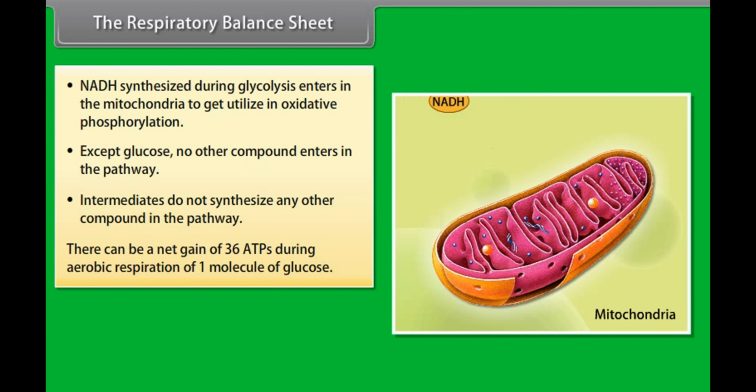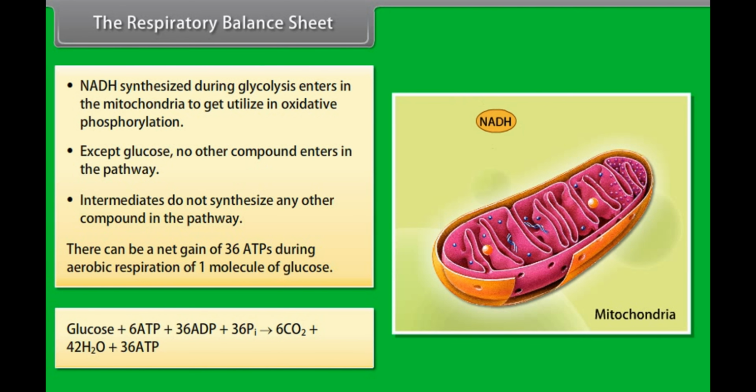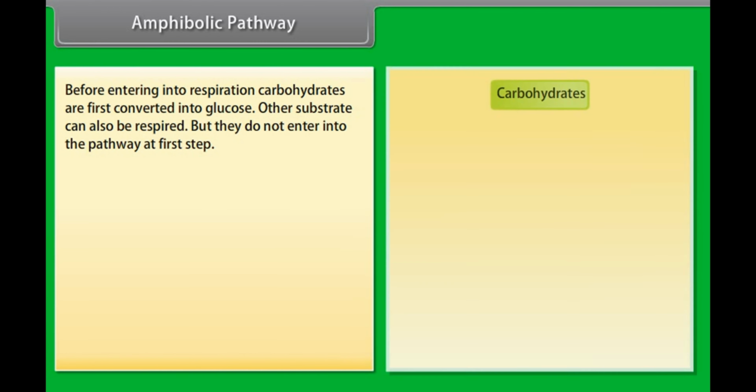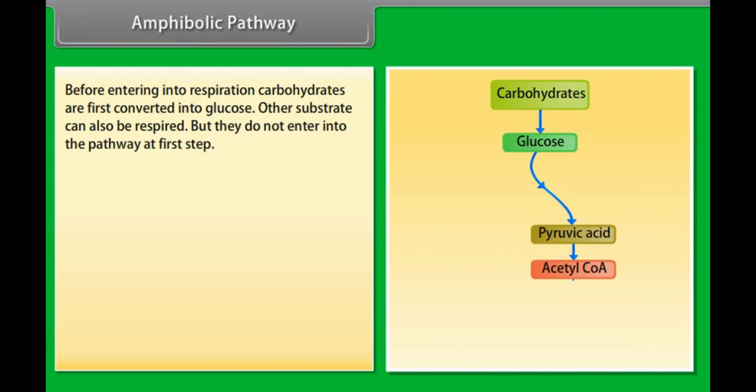There can be a net gain of 36 ATPs during aerobic respiration of one molecule of glucose. Glucose + 6 O2 + 36 ADP + 36 Pi gives 6 CO2 + 42 H2O + 36 ATP. Amphibolic pathway. Generally, carbohydrates are used as substrates for respiration. Before entering into respiration, carbohydrates are first converted into glucose. Other substrates can also be respired, but they do not enter into the pathway at the first step.